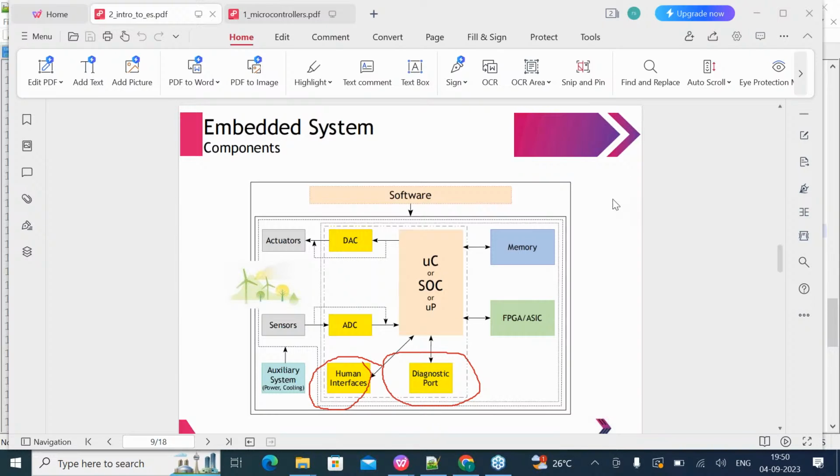Then the next important component you might have is FPGA or ASIC. Any idea, people? FPGA stands for what? Guys, do you have any idea what FPGA is?